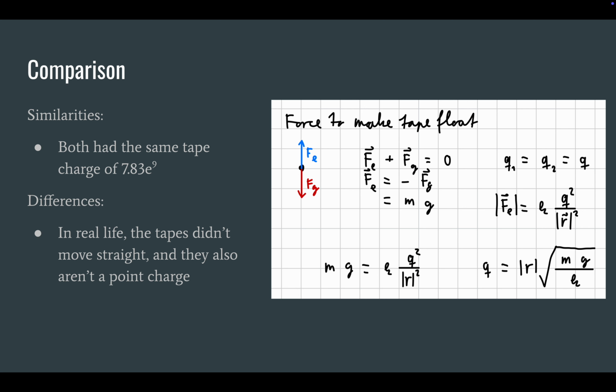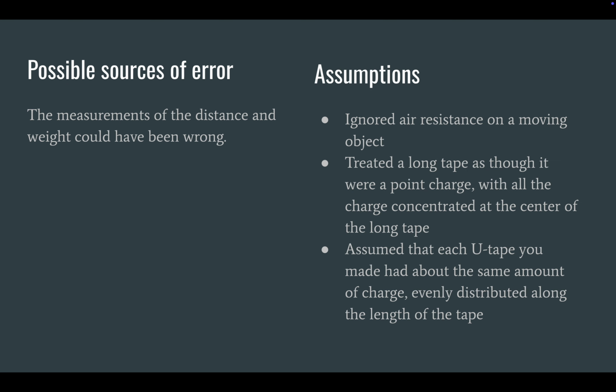The comparison between the computational model and the real-life experiment. The similarities are that both have the same tape charge of 0.83 times 10 to the 9. The differences are that in real life the tapes didn't move straight and they also aren't a point charge. This was the formula used to calculate the electric charge on the tapes.